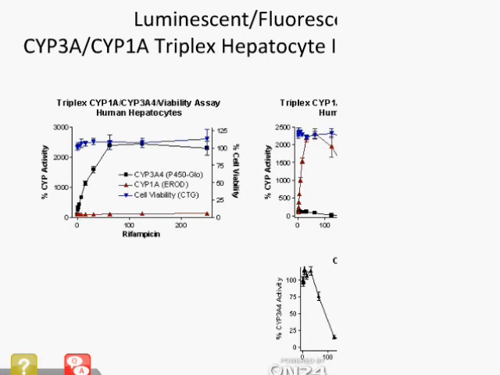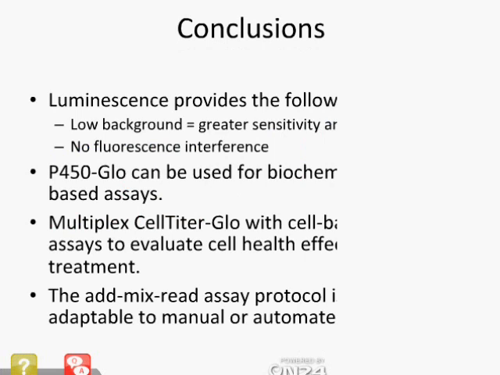So in summary, luminescence provides the following benefits: low background, which enables greater sensitivity and dynamic range. We don't have any fluorescence interference with our system. P450-Glo can be performed in both a biochemical and a cell-based format. And if you're interested in multiplexing the cell-based assay with CellTiter-Glo, you can certainly do that if you want to evaluate your cell health effects due to treatment. And hopefully you've realized that the assay is very easy to perform. The ADME-Tox assay procedure is easily adaptable to both manual and automated processing.